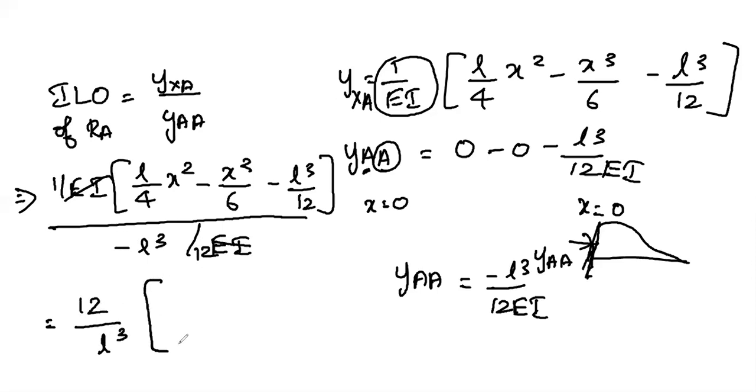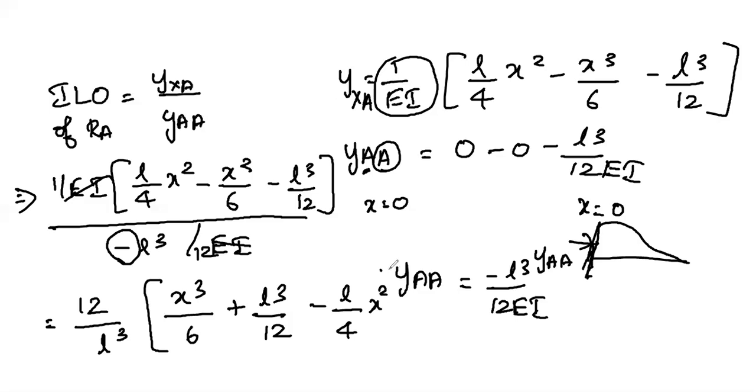So I am applying this negative sign inside. What happens? This positive sign will become negative and negative sign will become positive. Minus into minus is plus, and plus into minus will become minus. That is x cube by 6 plus L cube by 12. The denominator you are having one minus. Don't confuse which minus. This denominator minus I am substituting inside. Minus L by 4 x square.